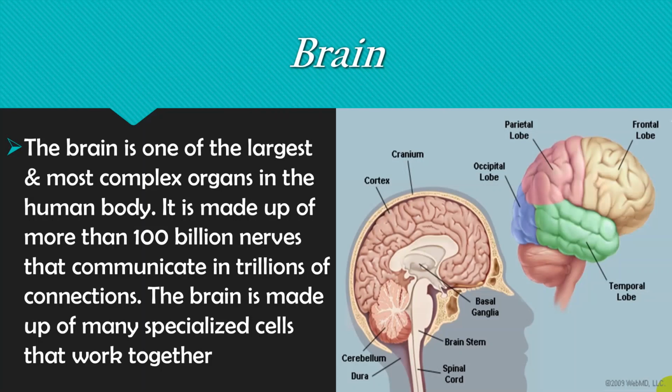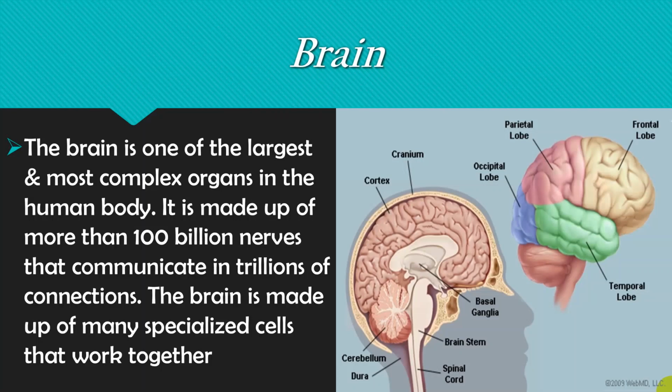The brain is one of the largest and most complex organs in the human body. It is made up of more than 100 billion nerves that communicate in trillions of connections. The brain is made up of many specialized cells that work together.